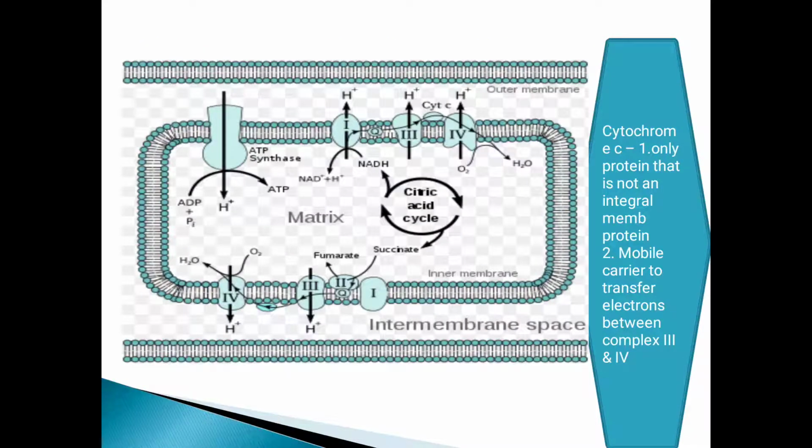So here we have different enzyme complexes which play a role in the electron transport system. Basically 5 enzyme complexes are involved in the process of electron transport system, like here we have 1, 2, 3, 4 as well as 5. These 5 enzyme complexes are located in the inner membrane region of the mitochondria.